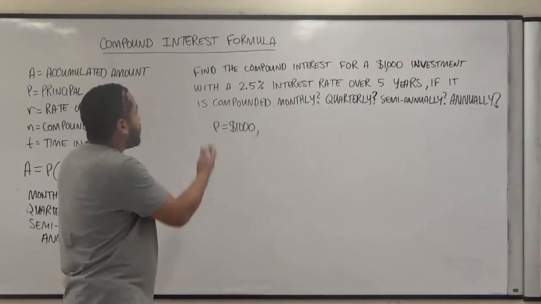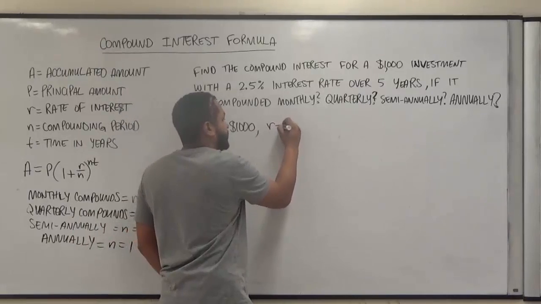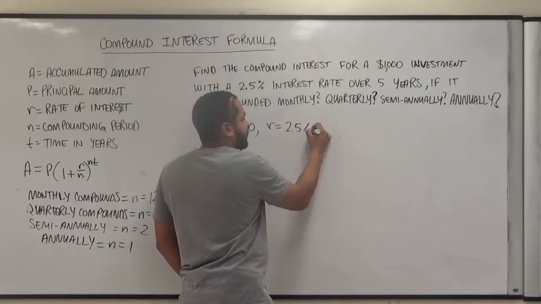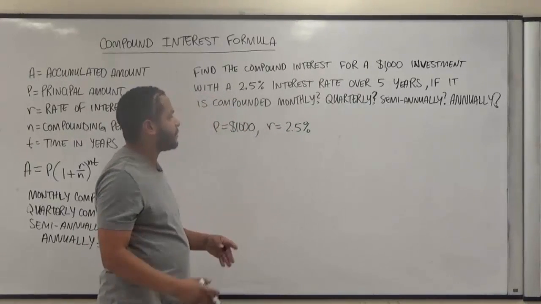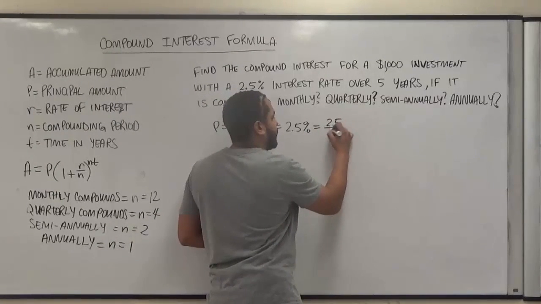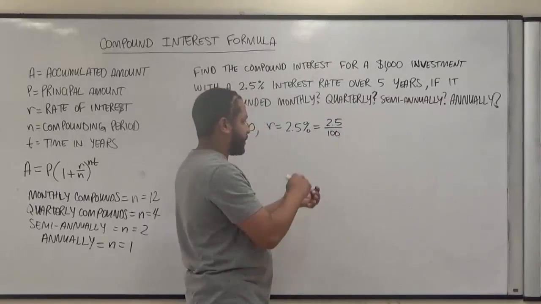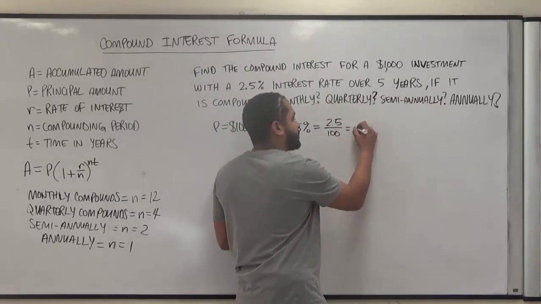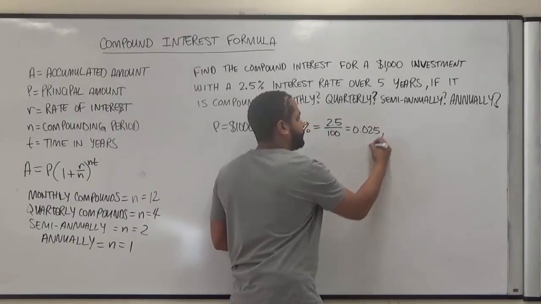We know our R is 2.5%, right? So we take R as a percentage. We're going to convert this percentage, and to do that, we put the percentage over 100, and we simply divide it with our calculators, right? Just type them in, and here you're going to get 0.025.